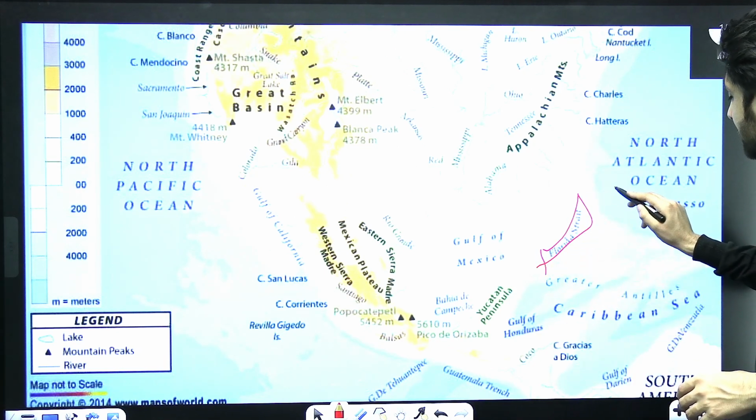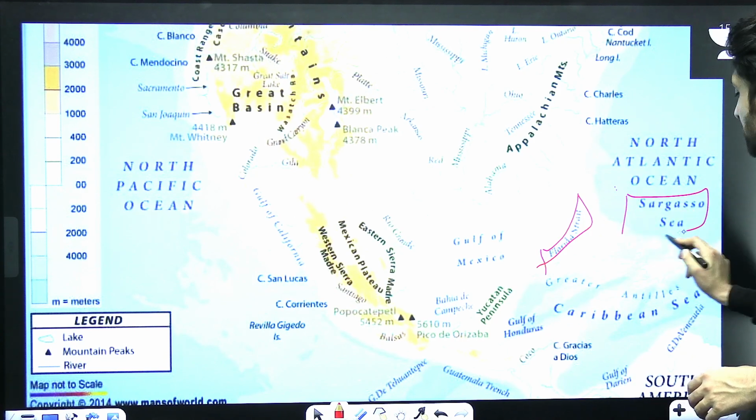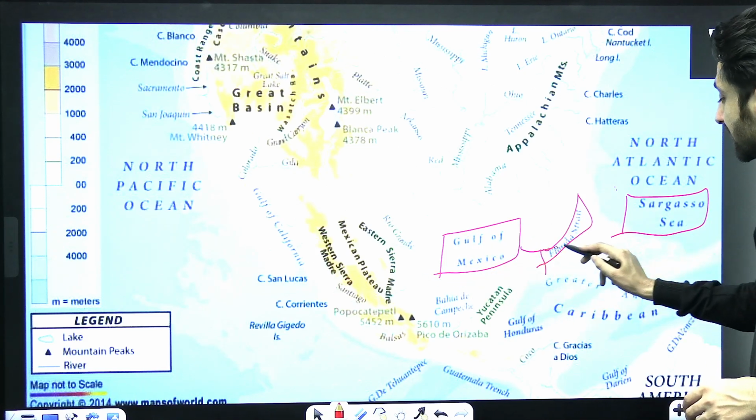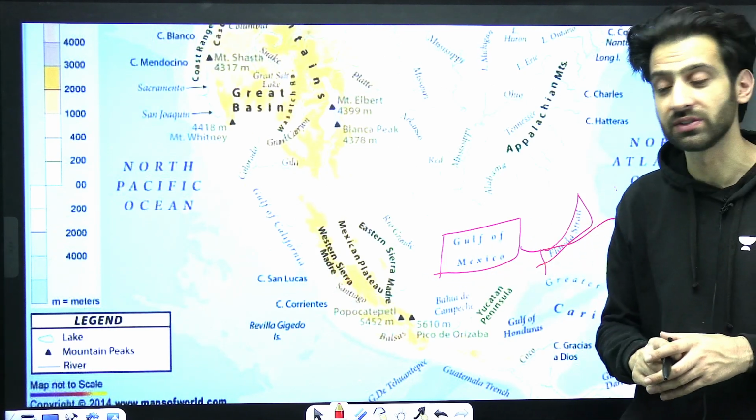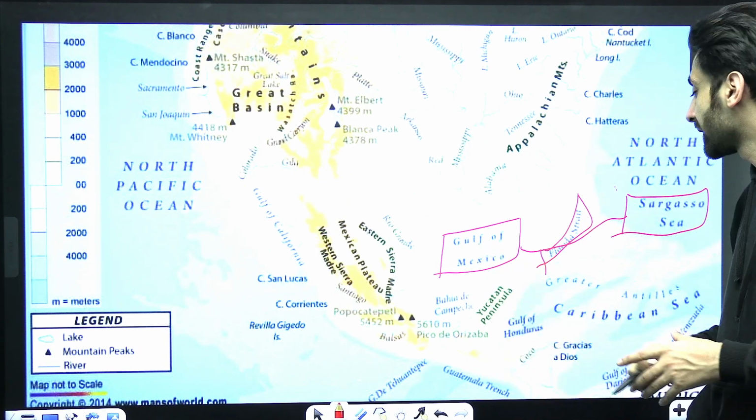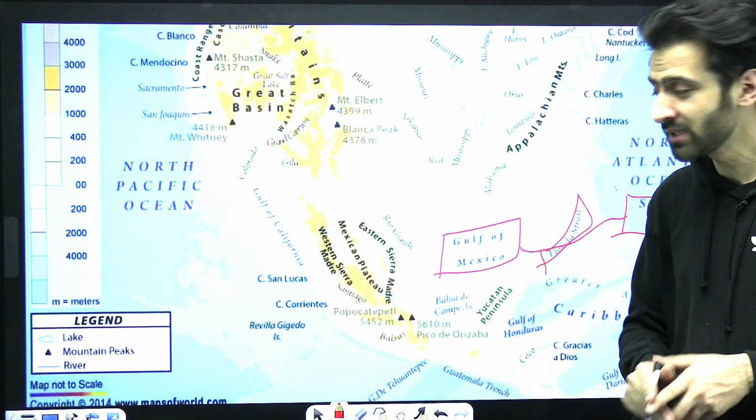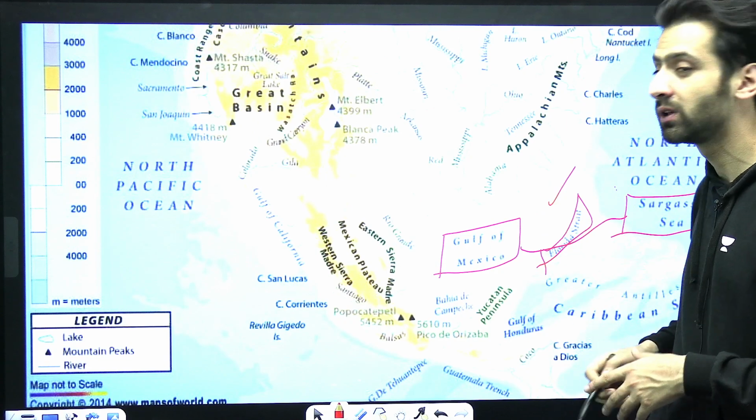This strait is connecting, here you can see, Sargasso Sea with Gulf of Mexico. There is a strait that is connecting the two large water bodies, that is Gulf of Mexico with Sargasso Sea, and the name of the strait is Florida Strait. Why Florida Strait? Because you will be aware that there you will find Florida.